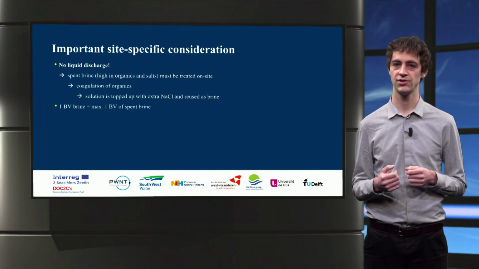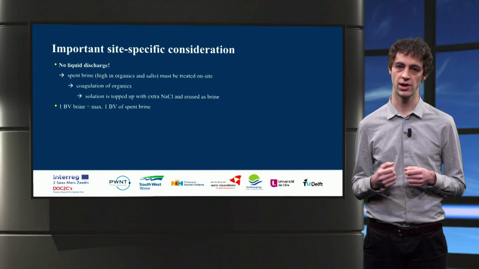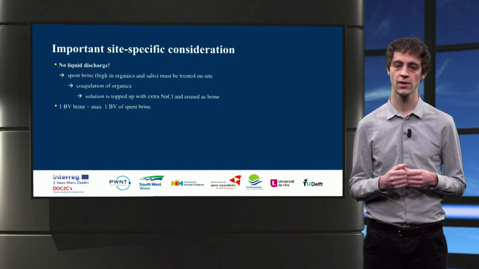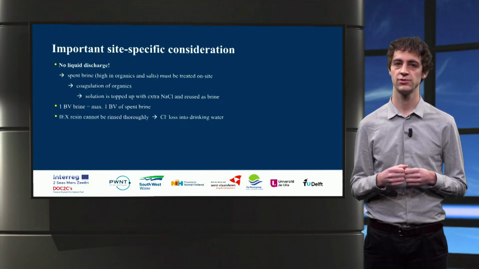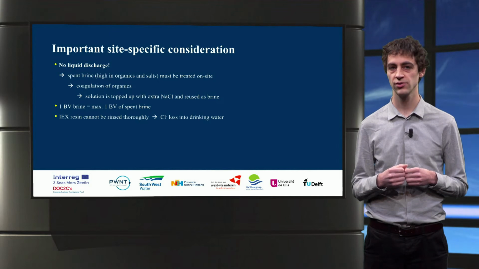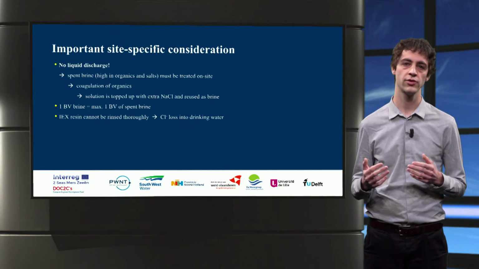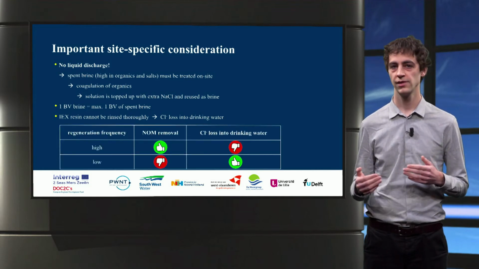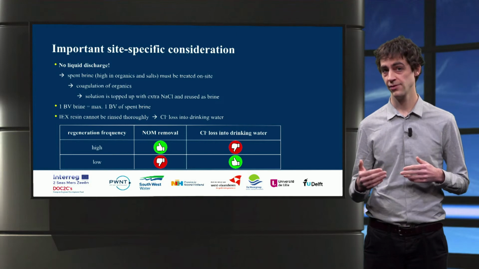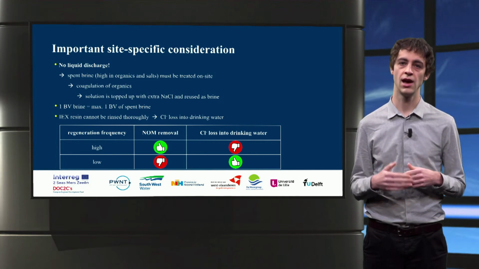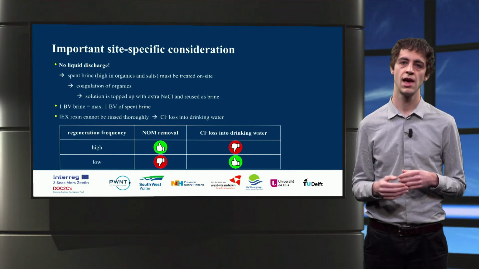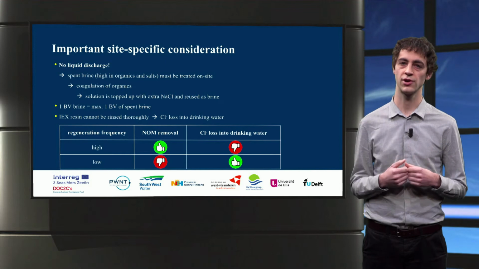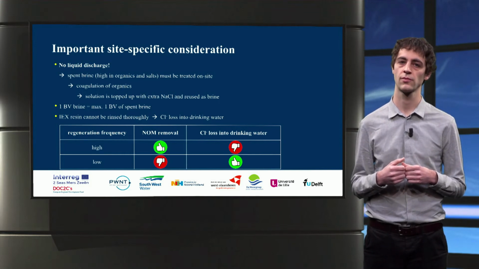This means that during regeneration, for every bed volume of brine, only a maximum of 1 bed volume of spent brine can be collected. And this implies that after resin regeneration, the resin cannot be rinsed to remove remaining salt. Thus, there will inevitably be some chloride loss into the drinking water. This brings us to the following table. If the resin would be regenerated frequently, a high NOM removal will be observed. However, at the same time, the chloride loss will also be high, and vice versa for infrequent regeneration.